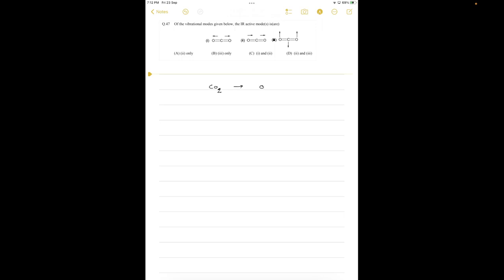CO2 is a linear molecule. Now we have to find out which of the following modes are IR active. There are three modes given. The first one is the symmetric stretching mode. Symmetric stretching means that both CO bonds stretch and compress by an equal amount, and that's why we call it a symmetric stretch.